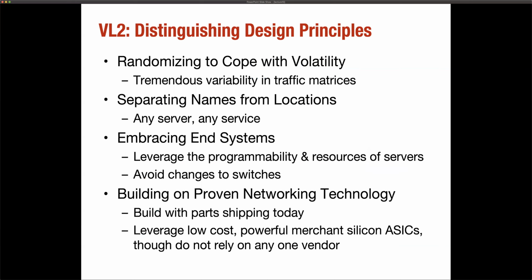So VL2 was a system that was designed by Microsoft around 2008-2009 time period, and it was basically leveraging a bunch of design principles that were derived from the opportunities that we have from the observations about the latency, about the switches that we have, about the traffic patterns that we have in the data center network, right? So the key design principles for VL2 were that it argued that it makes sense to randomize the traffic so that you can cope with the volatility of the traffic, right?